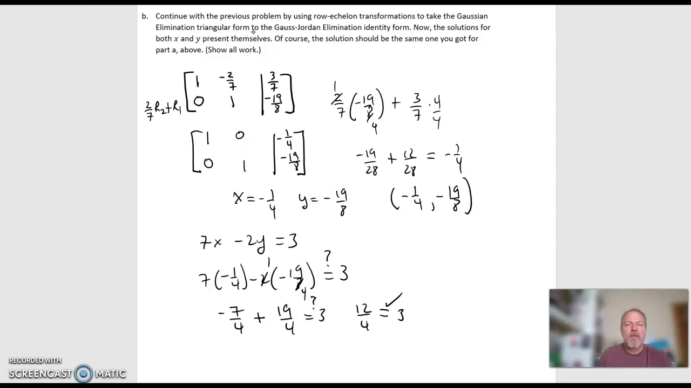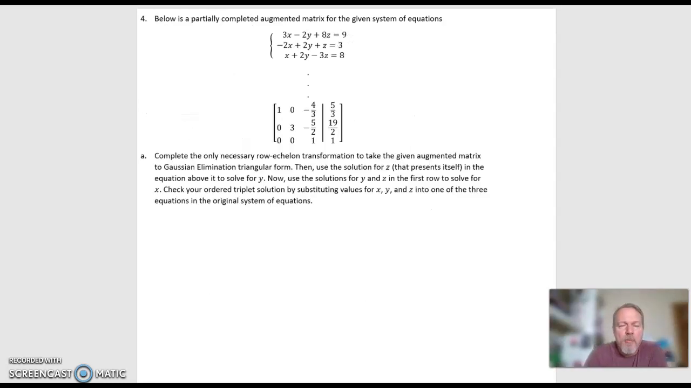So let's look at the final problem. Let me hit pause here and I'll go to the final problem. Here we go, final problem. It's taking 3 equations, 3 unknowns, but it's almost been completed for you. So you don't have to do a lot of the previous steps to get it to this point. So this has come a long way toward Gaussian elimination in triangular form.